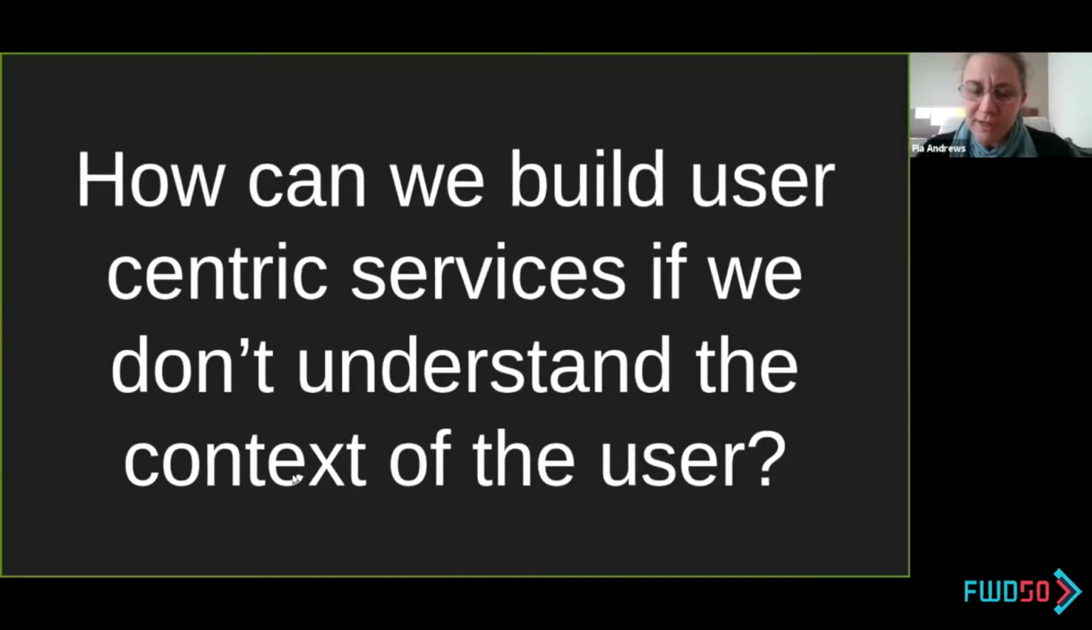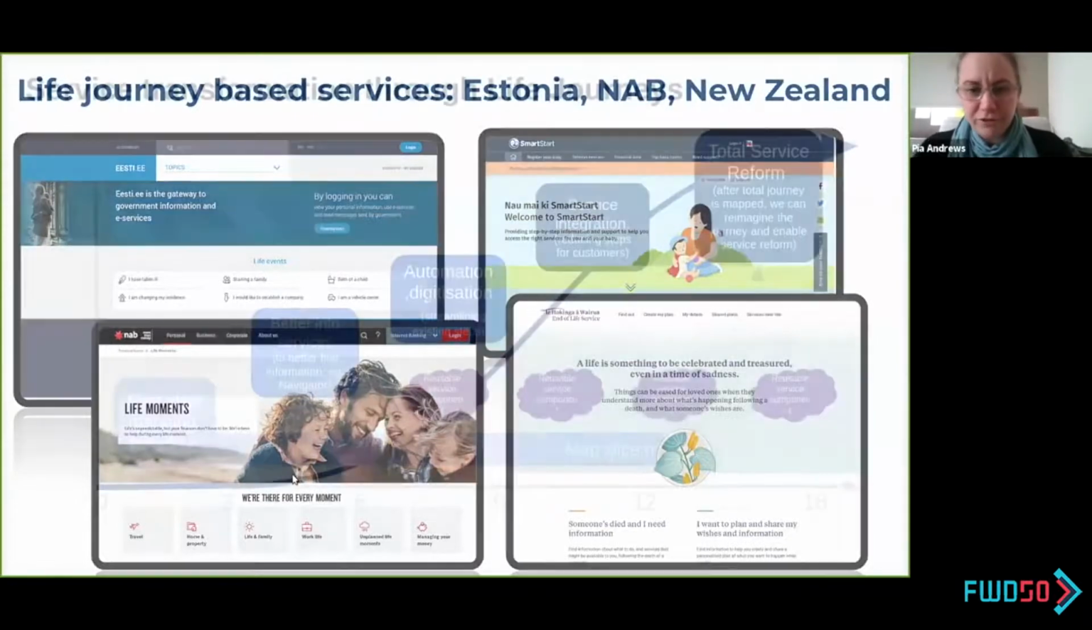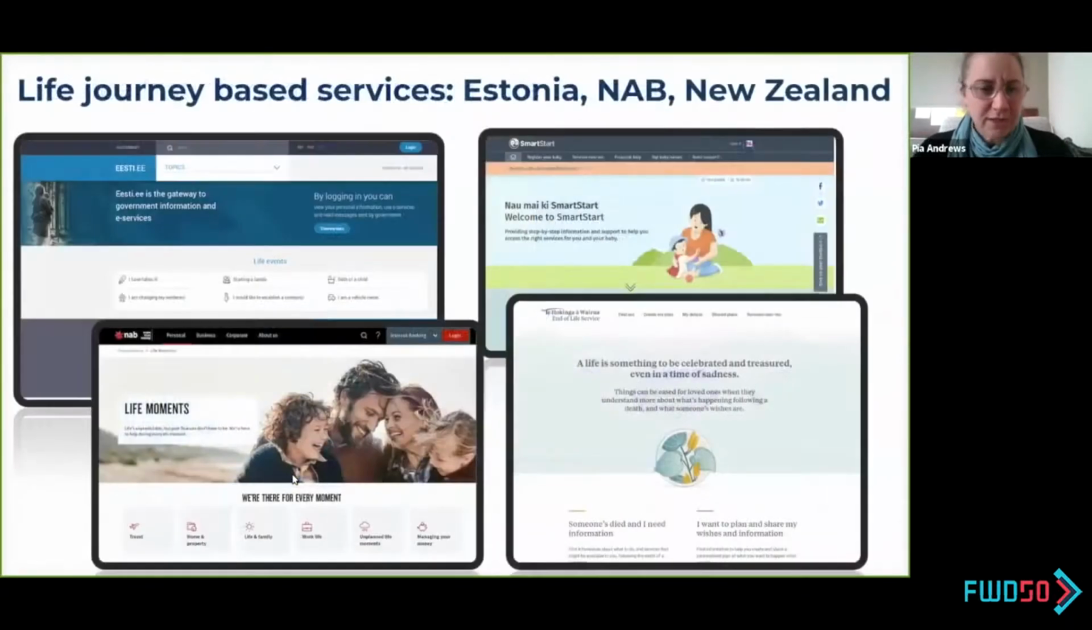How can we help you means understanding the context and needs of the user beyond the specific service we're trying to deliver. So life journey mapping has been really driven around the world. We've seen a lot of it happening in New Zealand, in Estonia now, in banks, that it's starting to really take off as a concept. And life journey mapping goes so much further than most journey mapping that most service designers have experienced.